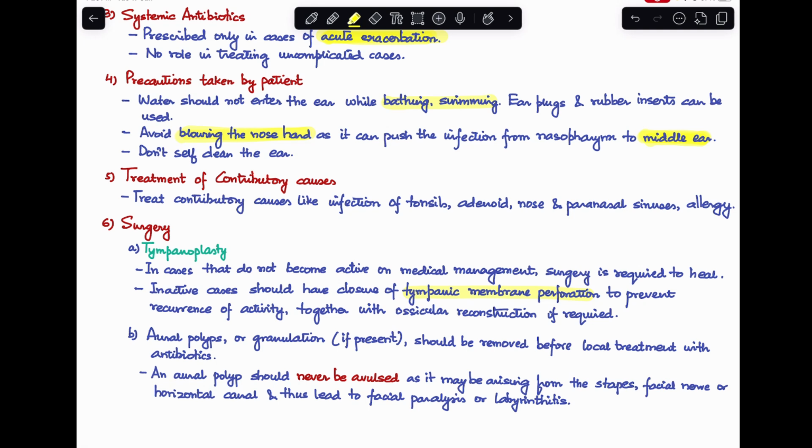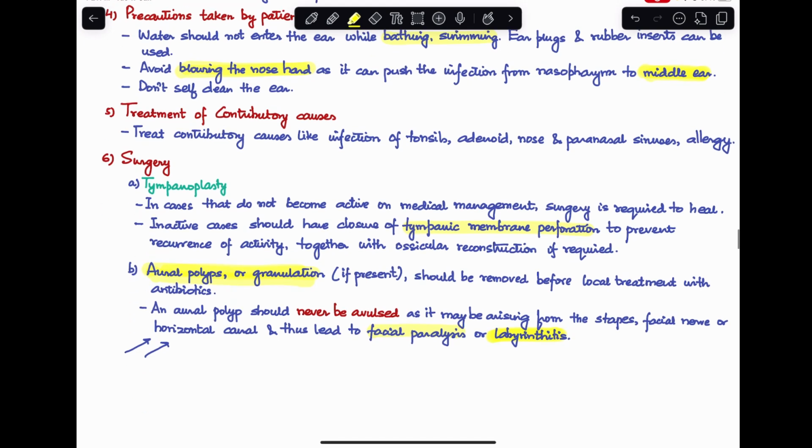Secondly, if there is any aural polyp or granulation tissue, we should remove it before giving any local treatment with antibiotics. Also, a very important fact to remember here is that an aural polyp should never be avulsed, because you never know where the polyp is actually attached to, because you'll not be able to see beyond it. So you should just assume that it may be arising from the stapes or the facial nerve or the horizontal canal. So if you end up avulsing the polyp, it can lead to more complications, which can be facial paralysis or even labyrinthitis, which are difficult complications to deal with.